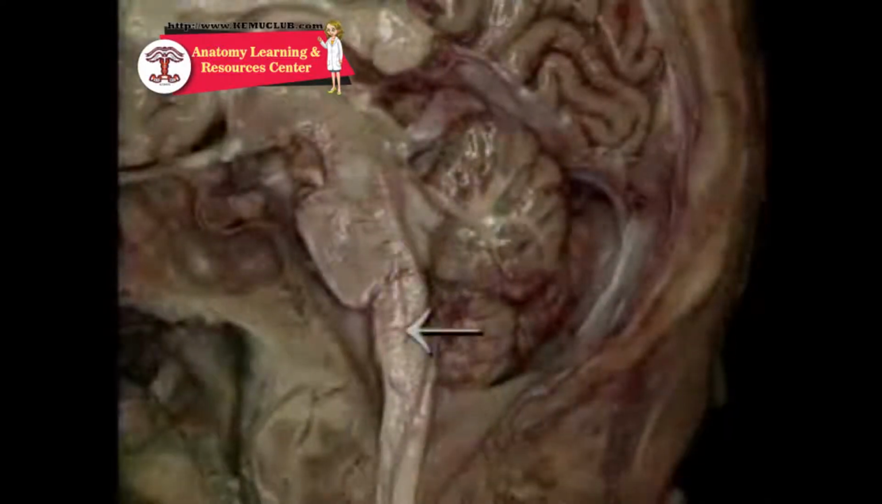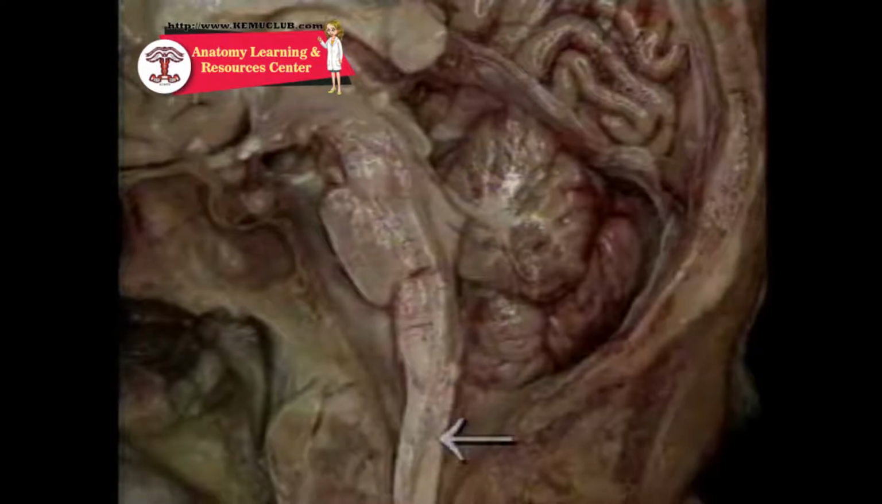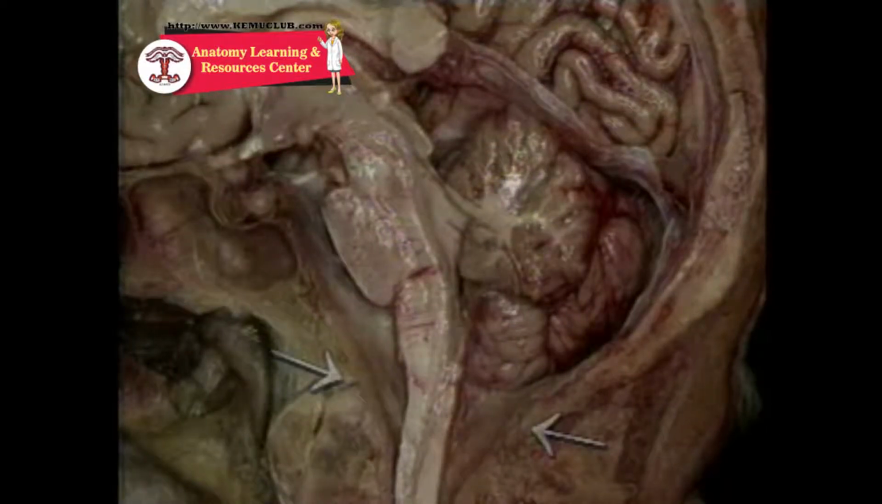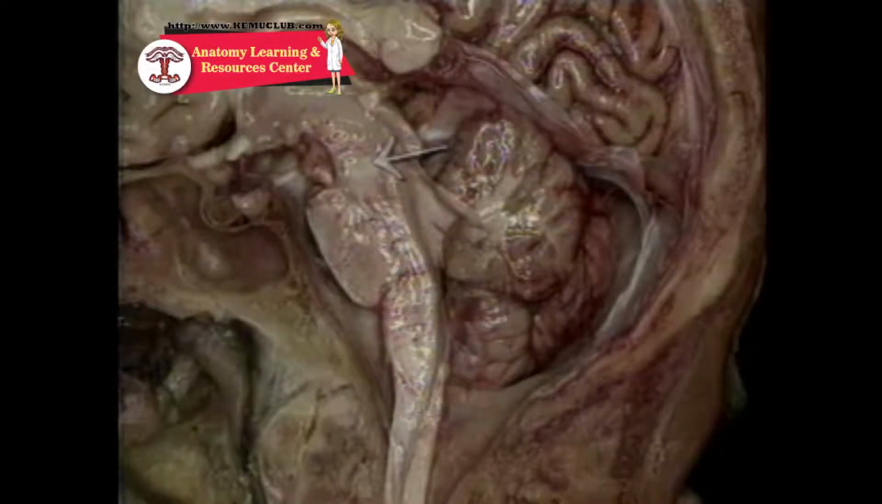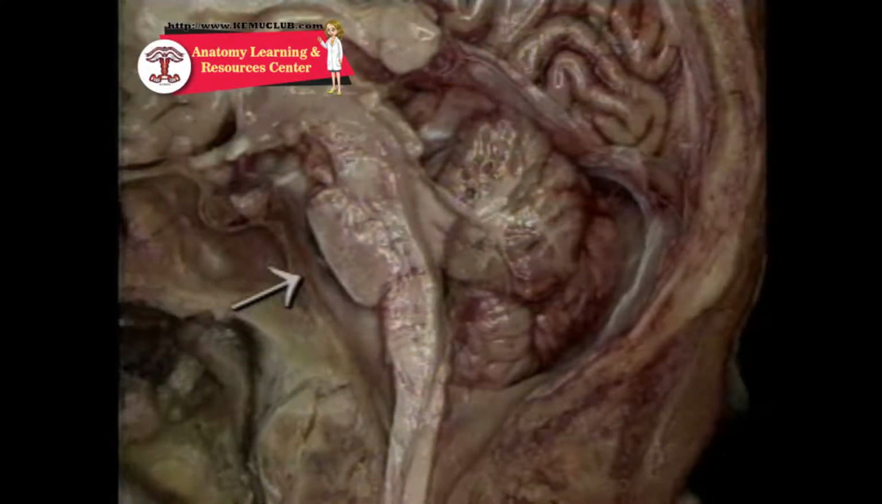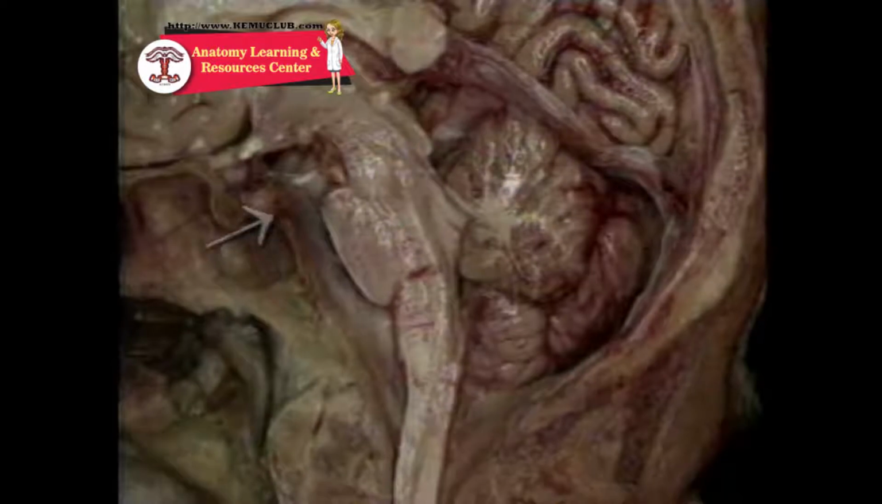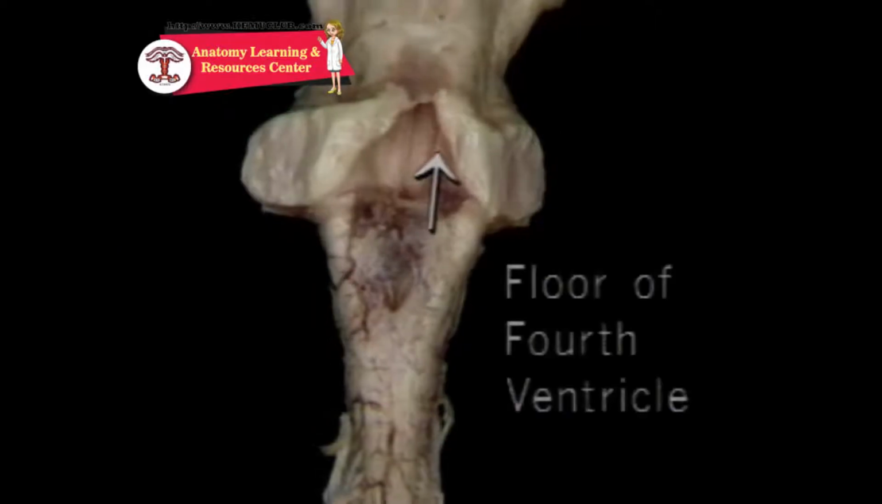The medulla is cone-shaped. It tapers down to become continuous with the spinal cord. The medulla becomes continuous with the spinal cord here at the foramen magnum. The medulla, the pons, and the midbrain are located just behind the basilar part of the occipital bone and the dorsum sellae. The dorsal aspect of the medulla faces almost directly backwards. The back of the upper part of the medulla forms the floor of the fourth ventricle.